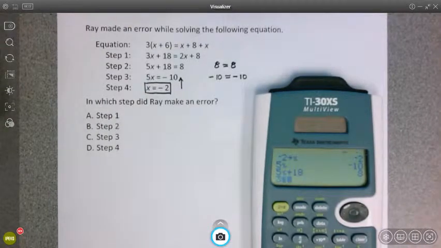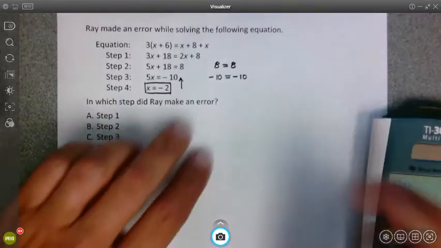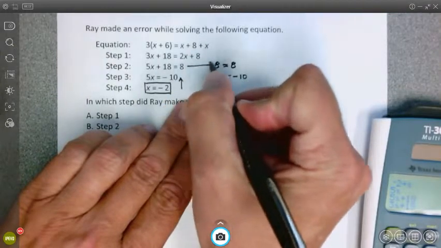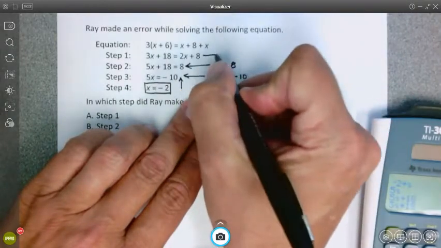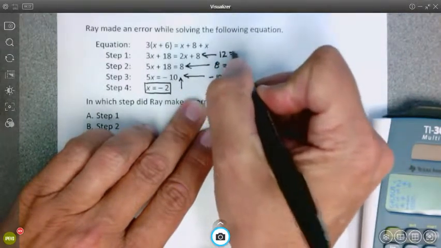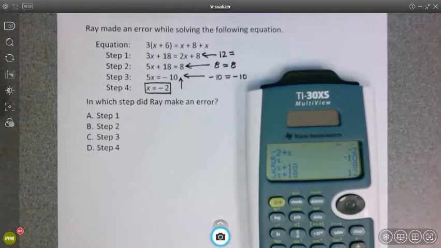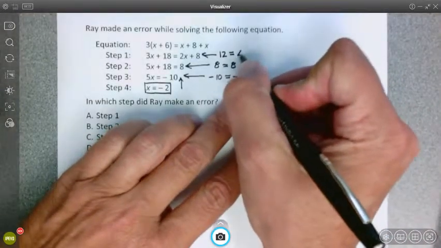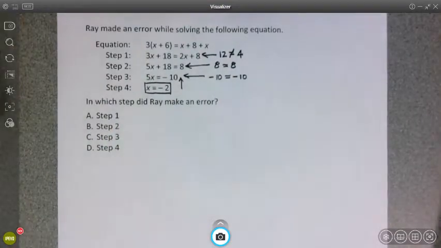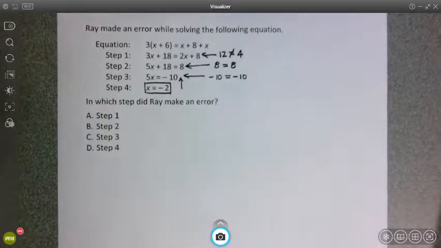I plug in 3x plus 18 into the calculator. I get a value of 12. I'm going to go ahead and write that. So these go together. This is here, this is here, and now I have 12. Remember again, that's when x is -2. Now I'm going to do the same thing on the right-hand side of the step 1 equation: 2x plus 8. Let's see what that numerically is equal to. Well, here we have something that doesn't work. This is not equal to this. In other words, 12 is not equal to 4 in step 1 when x is -2.